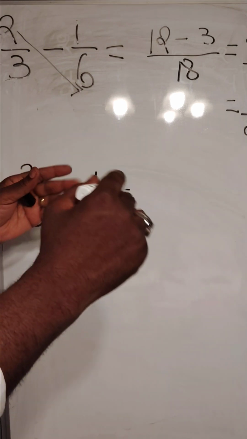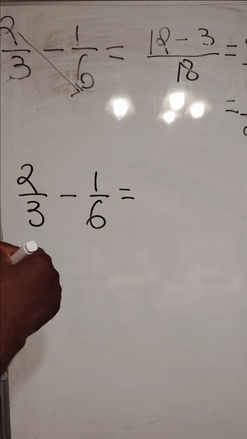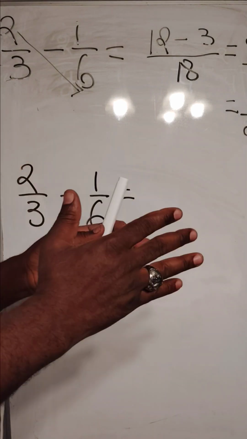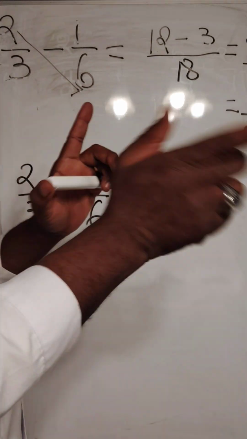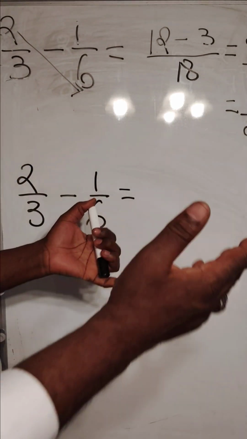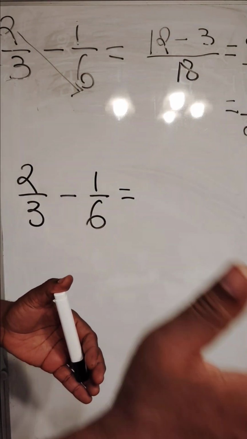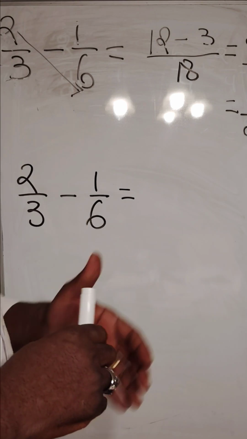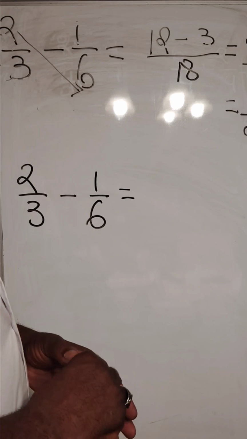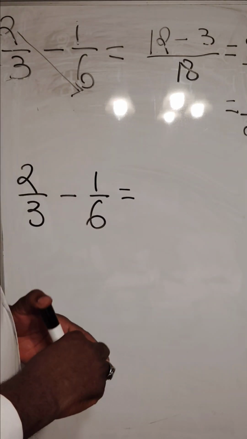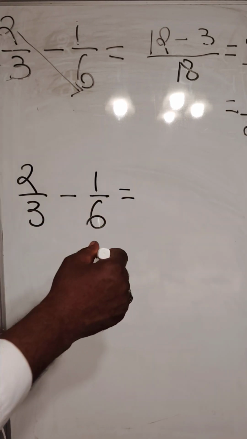So be careful the way you set up your exercise. Always, in addition, it didn't matter because you can change the position of each side of the addition. You're still going to have the same answer. 2 plus 3 is the same thing as 3 plus 2. But 3 minus 2 is not the same thing as 2 minus 3.